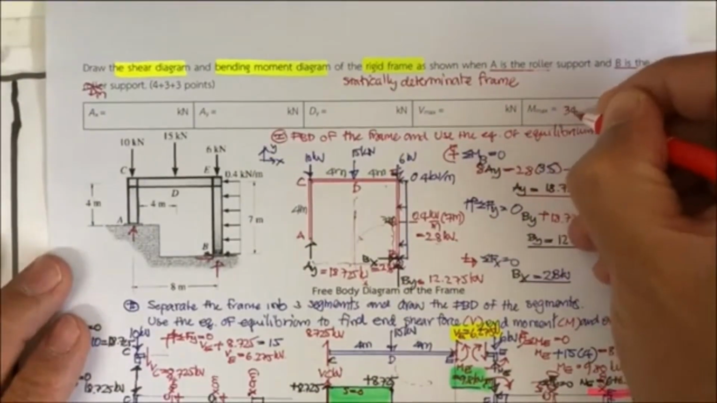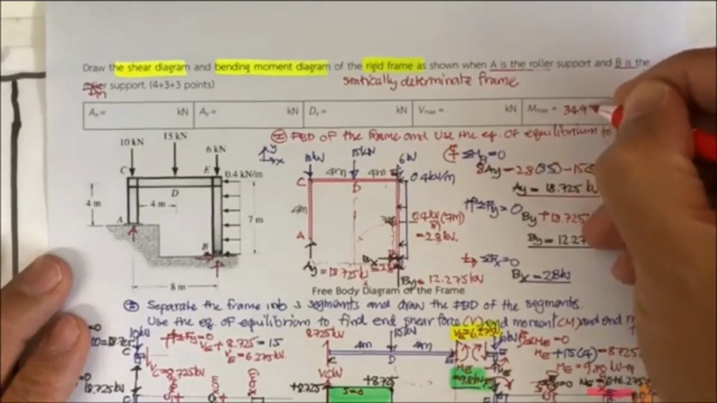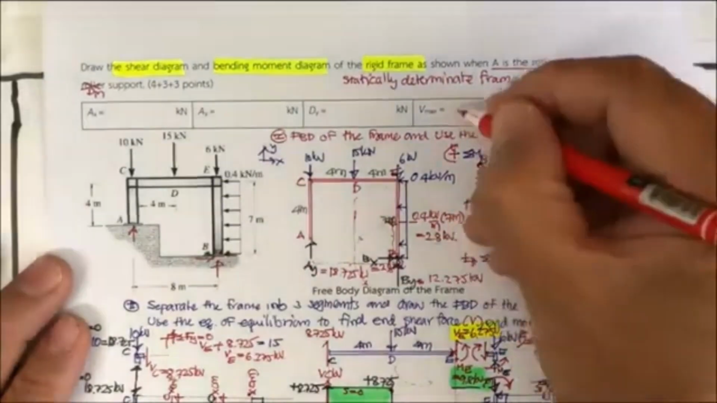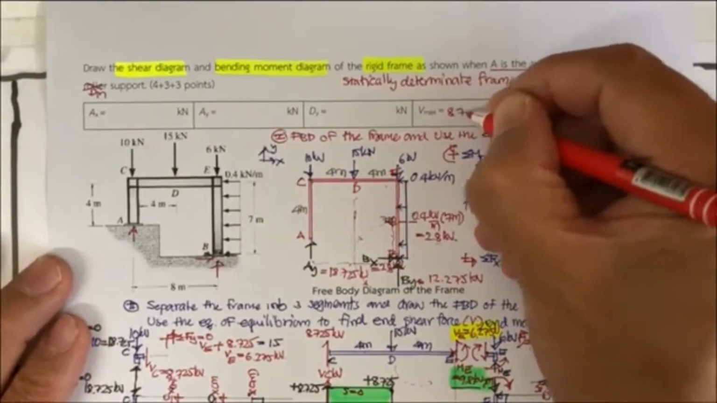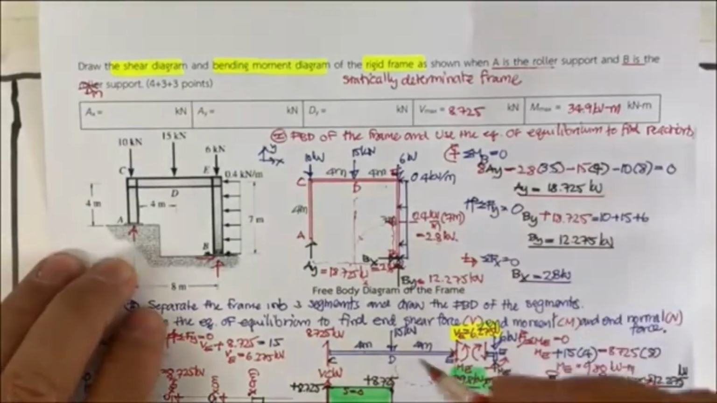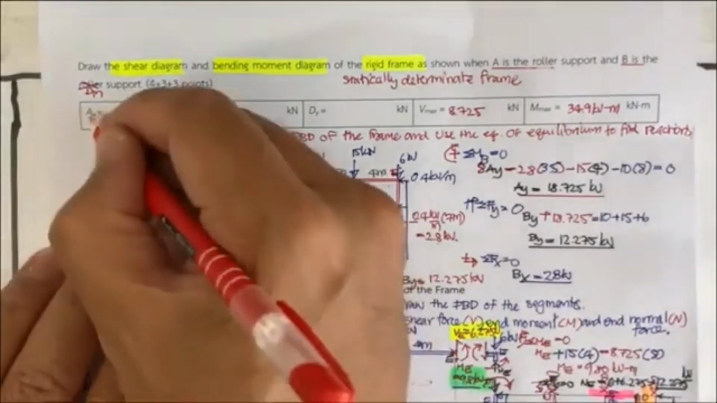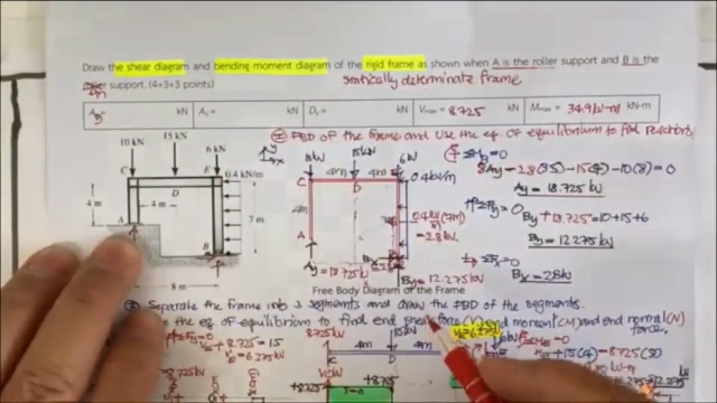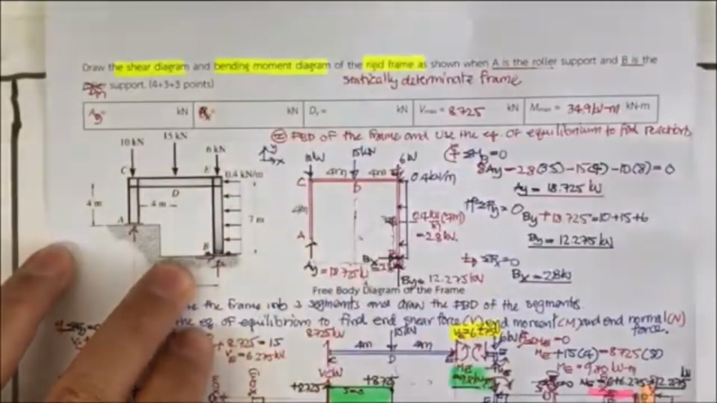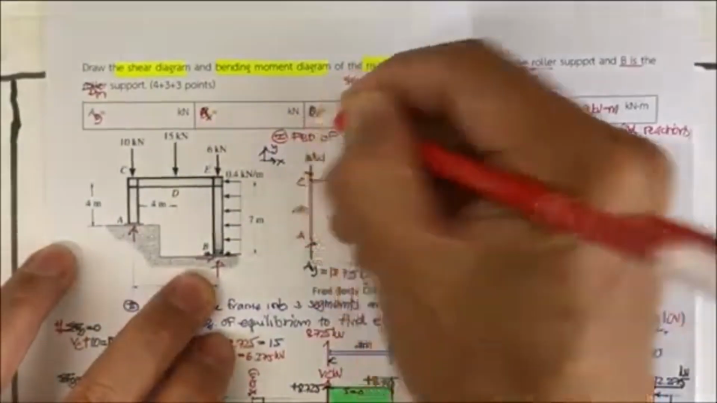the Mmax is going to be 34.9 kilonewton meter. Your Vmax is going to be 8.725 kilonewton. Sorry, this is going to be only A sub y. This is going to be A sub y, and this is going to be B sub x, and this is going to be B sub y.